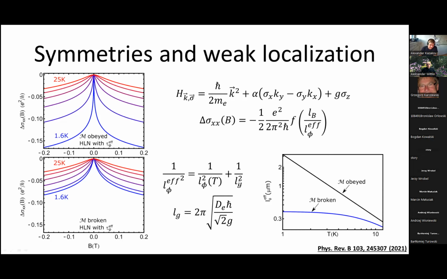This limits the growth, the rise of the inelastic scattering length with temperature. So it is not growing, but saturates at a certain value. And that results in the suppression of the weak anti-localization effect for the case when mirror symmetry is broken, opposite to the case when mirror symmetry is obeyed, where the effect at low temperatures is much stronger.